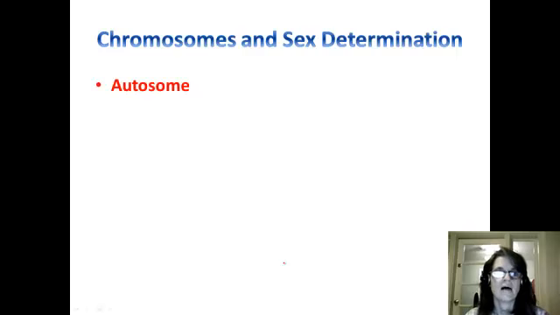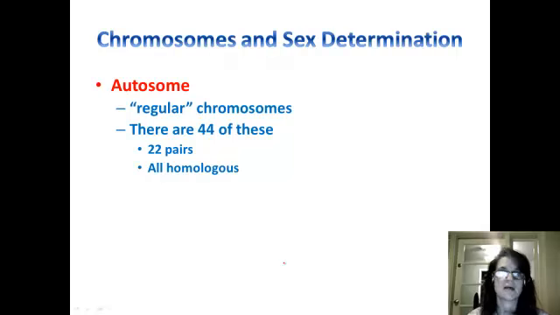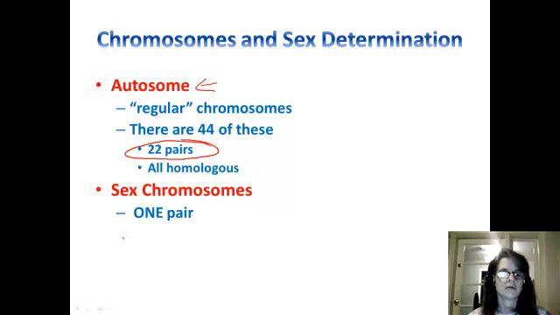Now, I do need to throw some more words at you. The word autosome means all of the regular chromosomes. There are 44 of them, 22 pairs, and they are all homologous, meaning they all look basically similar, with very subtle differences between them, like brown eyes versus blue eyes genes. There are also sex chromosomes, but there's only one pair of those. So note, 22 pairs of autosomes, but only one pair of sex chromosomes.